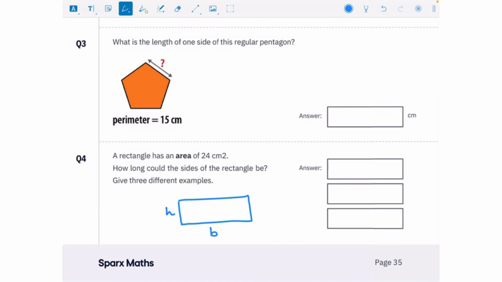So that could be 12 by 2. So it could be 12 centimetres by 2 centimetres. Or it could be 8 centimetres by 3 centimetres. Or it could be 6 centimetres by 4 centimetres. And there are some other ones, but as long as the two numbers multiply together to make 24, then that would give an area of 24, and that would be a correct answer. You could also have 1 centimetre by 24 centimetres, and so on.